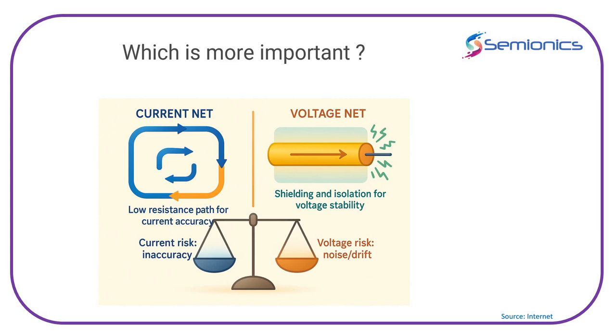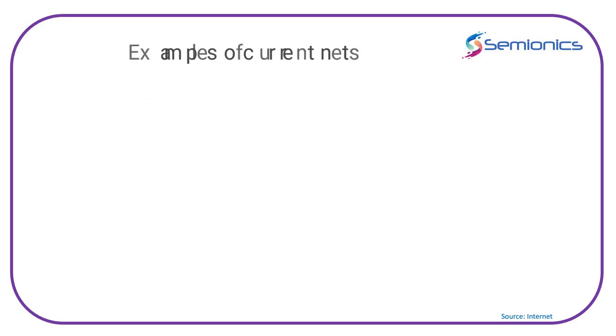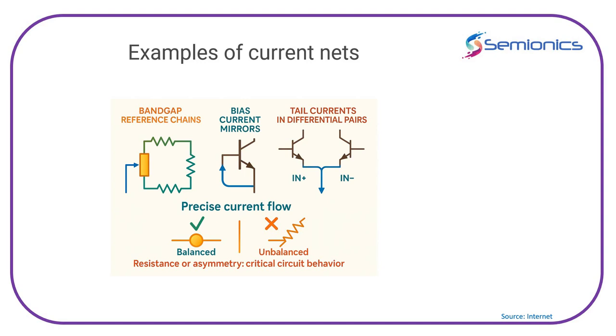Let me give you a few examples of current nets that need protection, especially in analog modules. Think of bandgap reference chains, bias current mirrors, tail currents in differential pairs. These nets aren't just wires. They carry precise currents, critical to circuit behavior. And if there's resistance or worse, asymmetry, it doesn't just disturb balance, it directly impacts performance. So yes, current nets need just as much care, but for very different reasons.